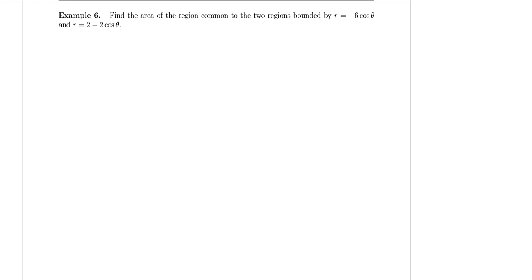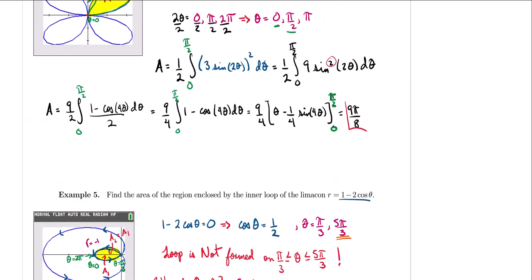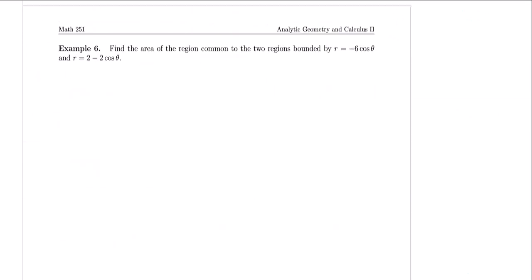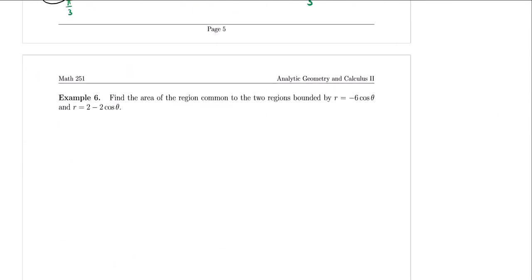Example 6 here is asking us to find the area of a region that is common to the two regions bounded by r equals -6 cosine theta and r equals 2 minus 2 cosine theta. Now notice that this example is pretty much the same thing as example 2, or at least the two same curves. But in example 2, I was only asking you to figure out the points of intersection. In this example though, now we want to figure out what is the area that is bounded by those two curves. So let's take a look.